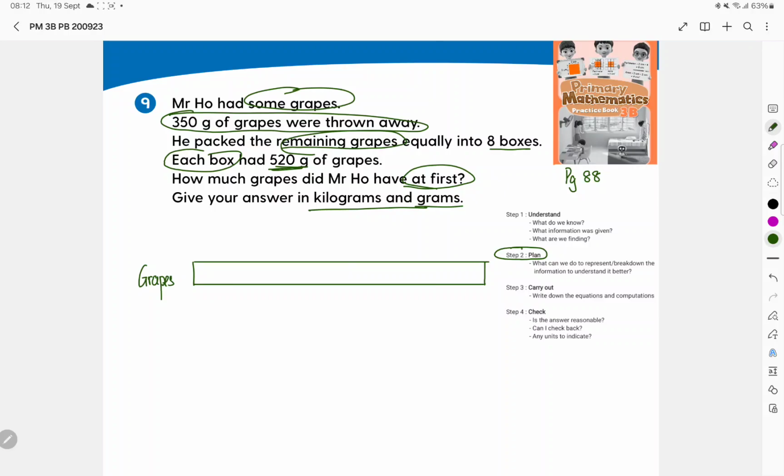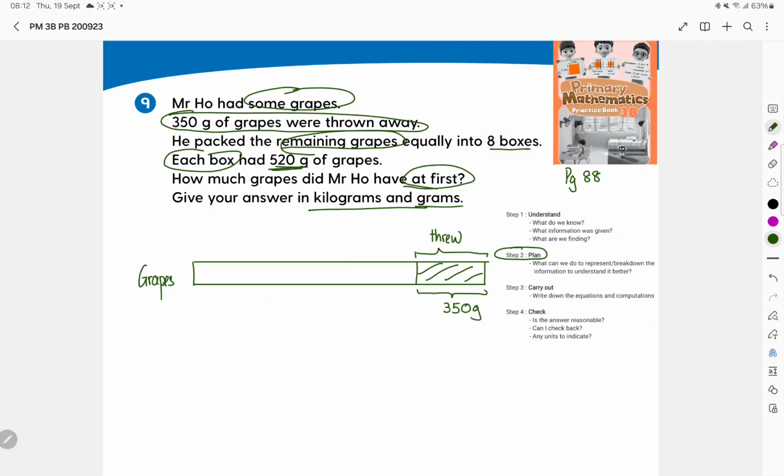In the second sentence, he threw away some of the grapes. So of these grapes, he threw away some of them. How do we show that he has thrown them away? You cut a portion of it. You can indicate above what he did. This is what he threw away. And what is the value of this? This will be 350 grams.